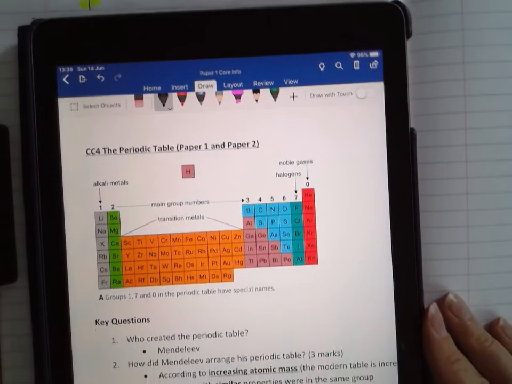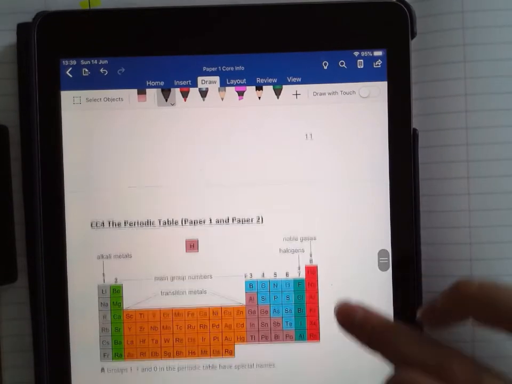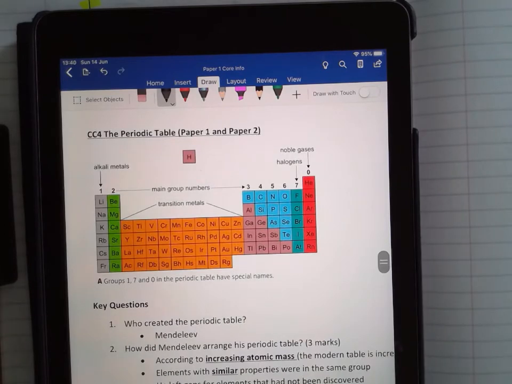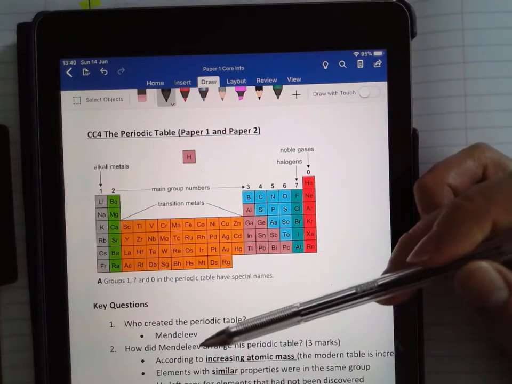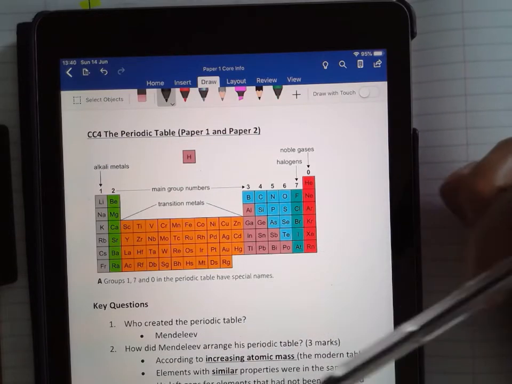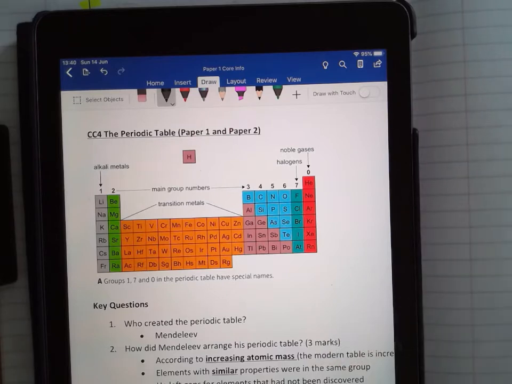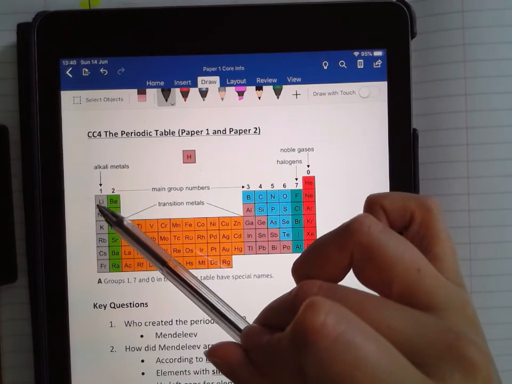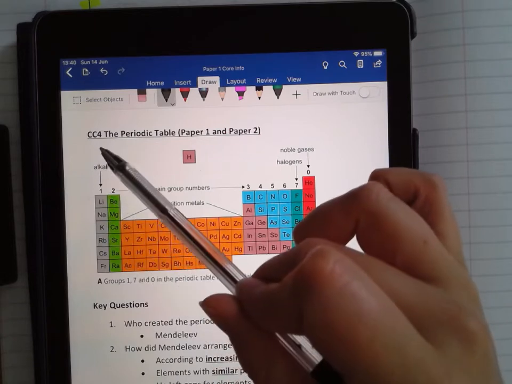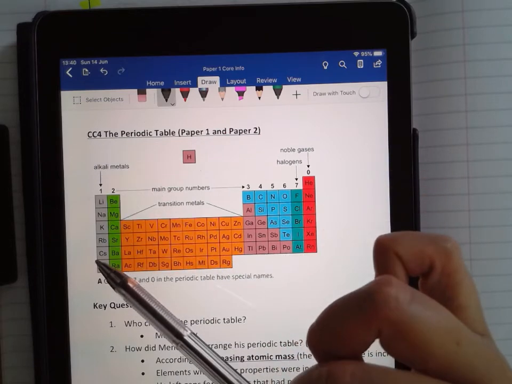Okay, I'm going to push on now to CC4, which is on page 12 of your booklet, and it's the periodic table. I've got a picture of a periodic table. The guy who created this periodic table is known as Mendeleev, and when he put the elements into his periodic table, he didn't just put them in randomly. He put them in a specific order. He put elements that have the same chemical properties in columns that he called groups.